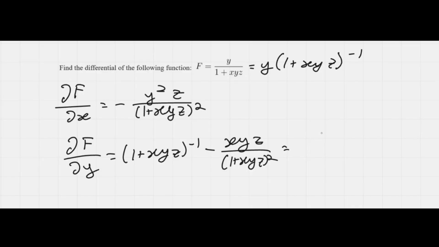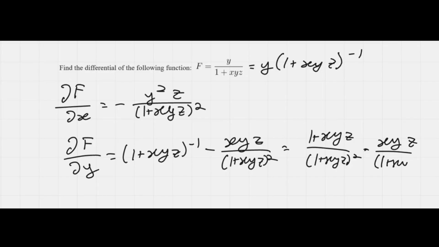We changed the 1 over 1 plus xyz to 1 plus xyz over (1 plus xyz) squared. I apologize for the bad handwriting. Subtracted by xyz over (1 plus xyz) squared. And these two xyz cancel out, and so we get essentially 1 over (1 plus xyz) squared.